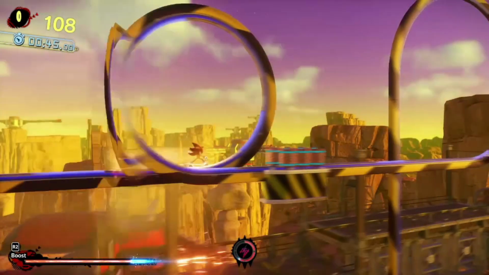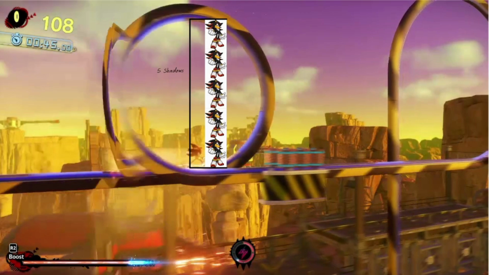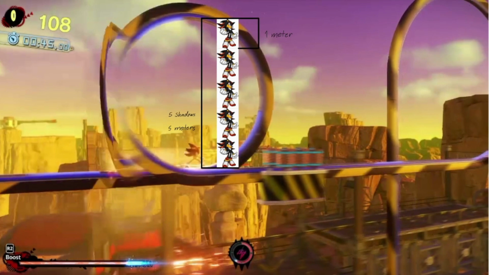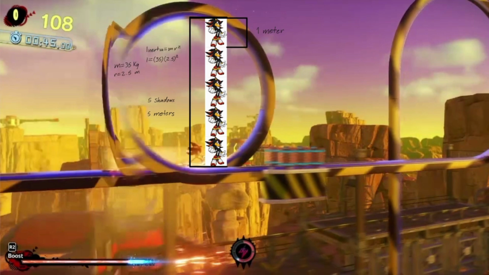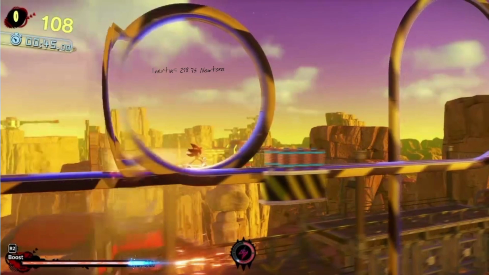To find the inertia of Shadow the Hedgehog when grinding through a loop, we need to find the radius of the loop. The loop's diameter is equal to 5 shadows or 5 meters. Shadow's inertia can be found by multiplying his mass by the square of the radius of the loop. Multiplying his mass of 35 kilograms by the squared radius of 6.25 meters gives us an inertia value of 218.75 newtons.